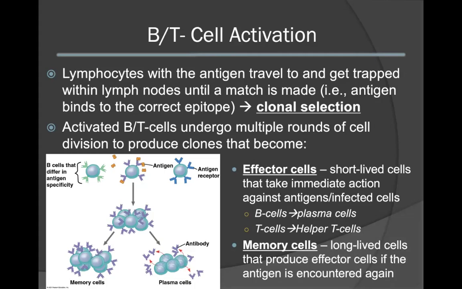Effector cells are considered to be short-lived cells that can take immediate action against any antigen or infected cell. B cells can produce plasma cells, whereas T cells can produce helper T cells. Memory cells, on the other hand, are longer-lived cells. They can also produce effector cells if the antigen is encountered at any other point in time.